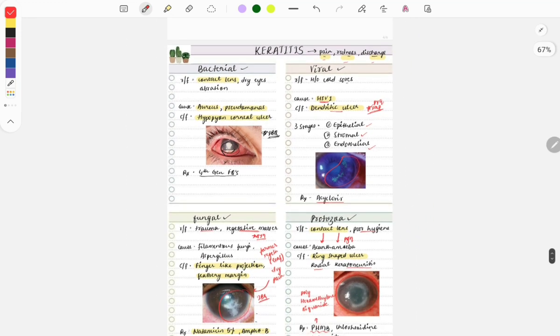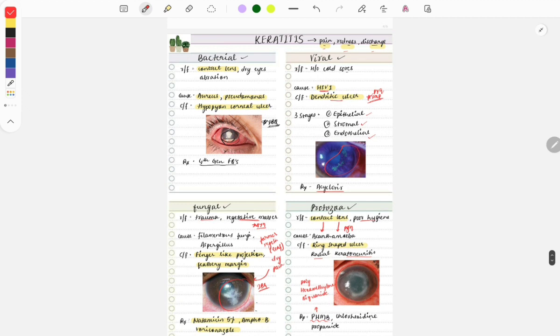You need to look at the images, and also the buzzwords like corneal ulcer, hypopyon, then the dendritic ulcer, ring shaped ulcer, contact lens wear, okay, all these things, because they will help you in cracking the question if at all a clinical case is given.